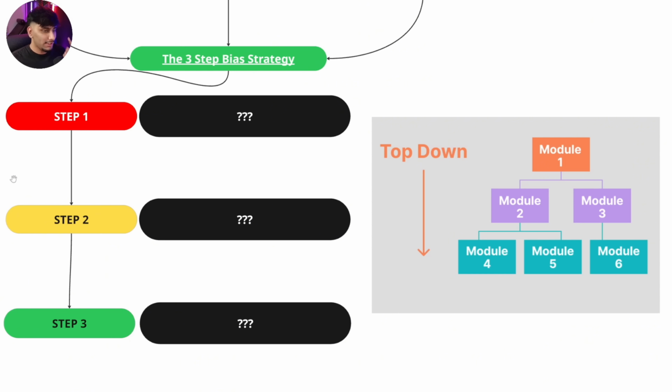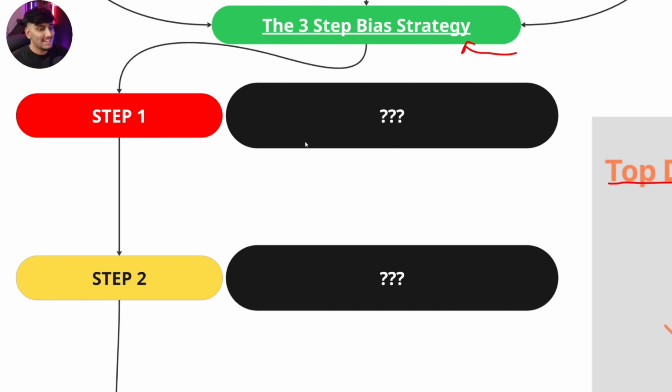Now, like I said, for the 3-step bias strategy, there are of course 3 steps. And the way we want to look at bias and understand which way a stock will trend is by understanding the top-down strategy as well. This 3-step bias strategy is a combination of not only the top-down strategy, but also some of the things I've learned in the last 7 years of trading. So what is step 1?